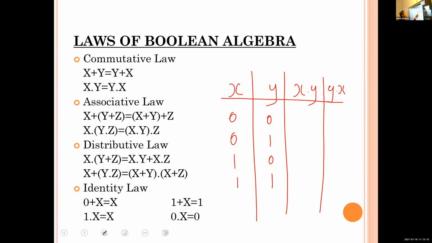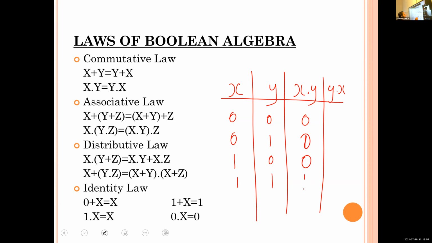Then you want to find out x dot y. What is x dot y? Dot means multiplication. So x dot y is 0 dot 0, it is 0. Then 0 into 1, what is 0 into 1, Naveen? 0. Okay, correct. Then what is 1 into 0? 0. Then what is 1 into 1? 1. Okay, correct.